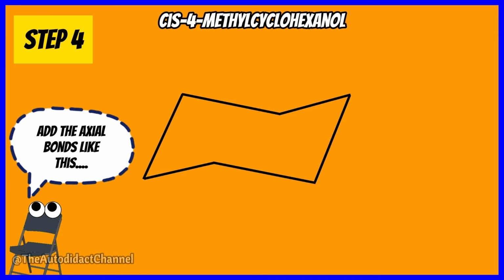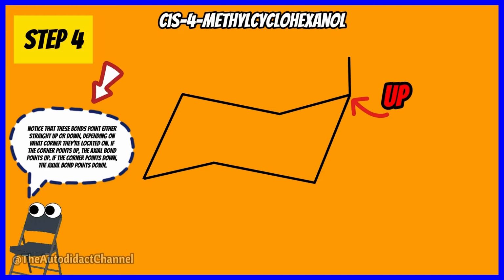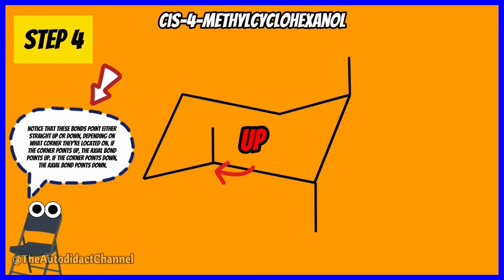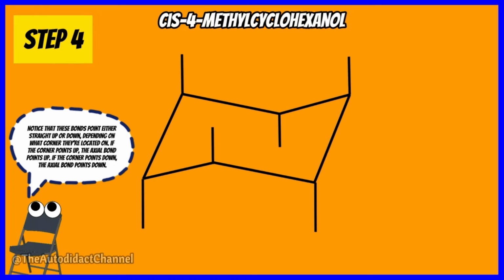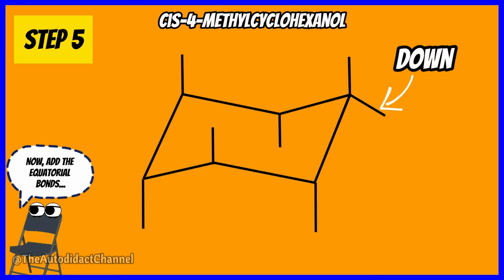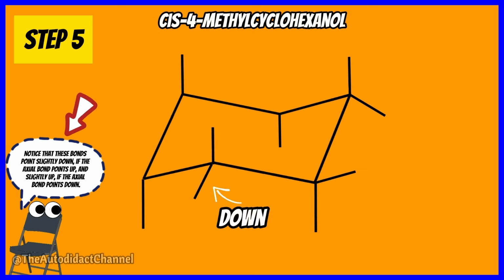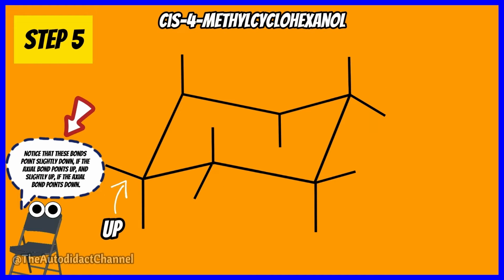Step 4. Add the axial bonds like this. Notice that these bonds point either straight up or straight down, depending on what corner they're on. If the corner points up, the axial bond points up. If the corner points down, the axial bond points down. Step 5 is to add your equatorial bonds. Notice that these bonds point slightly down if the axial bond points up, and slightly up if the axial bond points down.